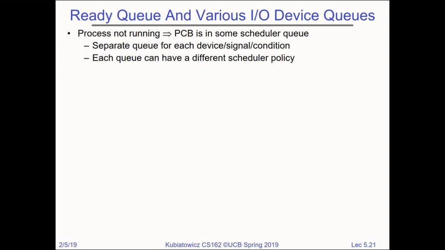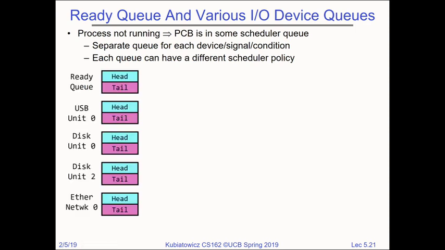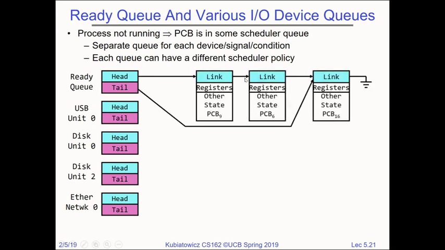Okay? All right. And so the ready queue and various I.O. device queues look kind of like this graphically as well. The process not running means the PCB is on some scheduler queue. And there's a separate queue for every device or signal or condition, and every queue can have a different scheduling policy. So here's a bunch of queues. The ready queue has things on it, a linked list of PCBs that are ready to run. These are the ones that don't have any outstanding conditions that are preventing them from running. They just have the misfortune of not currently having the CPU. But oftentimes the scheduler will grab things. One example is maybe they grab them in FIFO queue order, let them run for a little while, then put them at the tail of the queue.